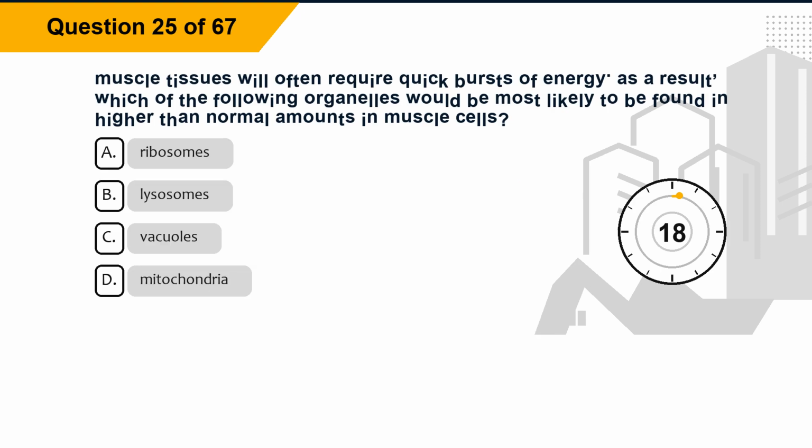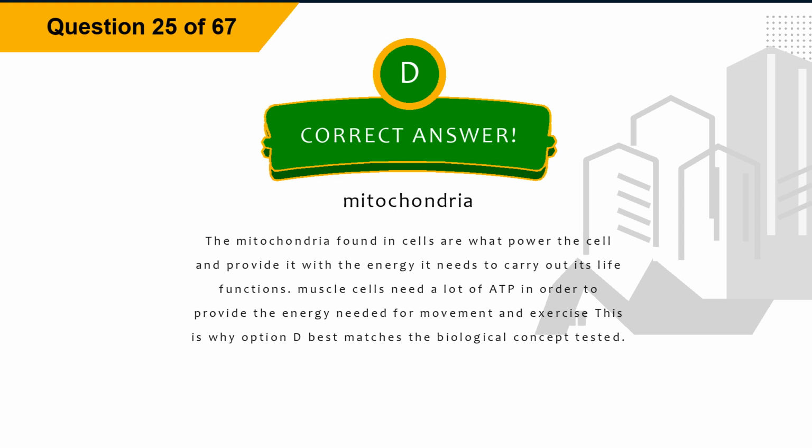Question 25. Muscle tissues will often require quick bursts of energy. As a result, which of the following organelles would be most likely to be found in higher than normal amounts in muscle cells? Option A, ribosomes. Option B, lysosomes. Option C, vacuoles. Option D, mitochondria. The correct answer is option D, mitochondria.